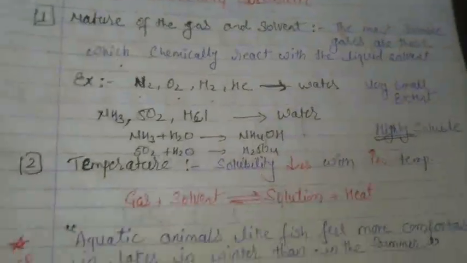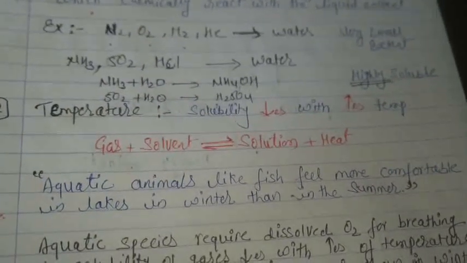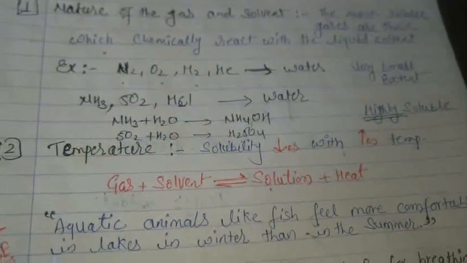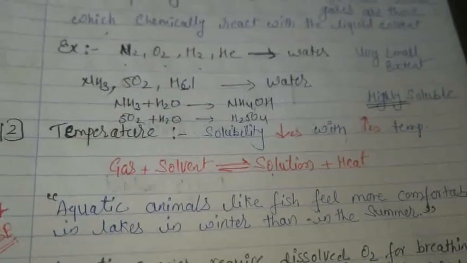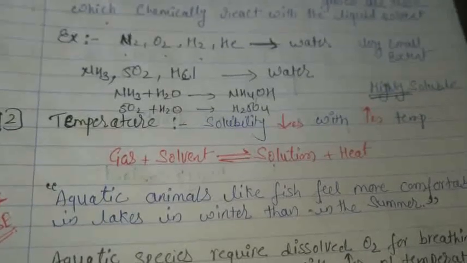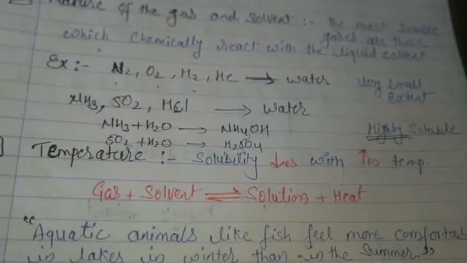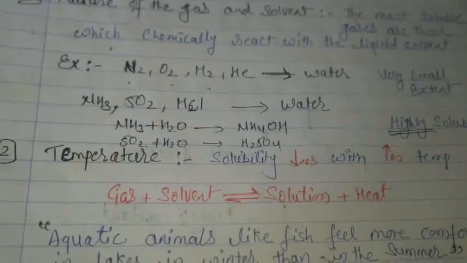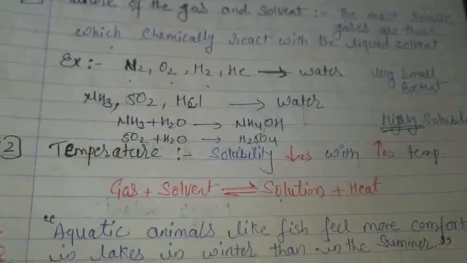Okay. The next important factor is temperature. Temperature is inversely proportional to the solubility of a gas. Clear? Solubility decreases with increase in temperature. Why? Because the solubility of a gas in any solvent is an exothermic process, and according to Le Chatelier's principle, any exothermic reaction is favorable at low temperature. So, simply, the solubility decreases with increase in temperature, especially the solubility of gases.